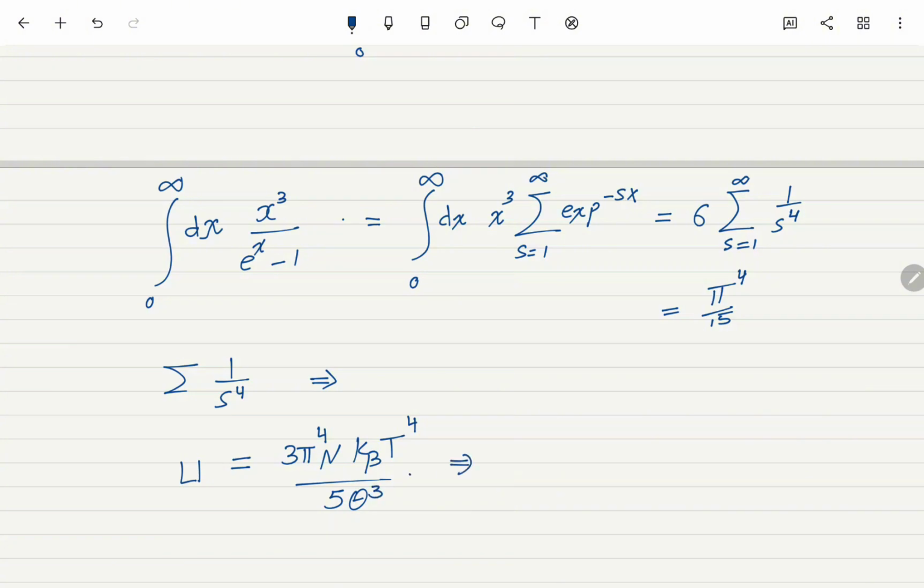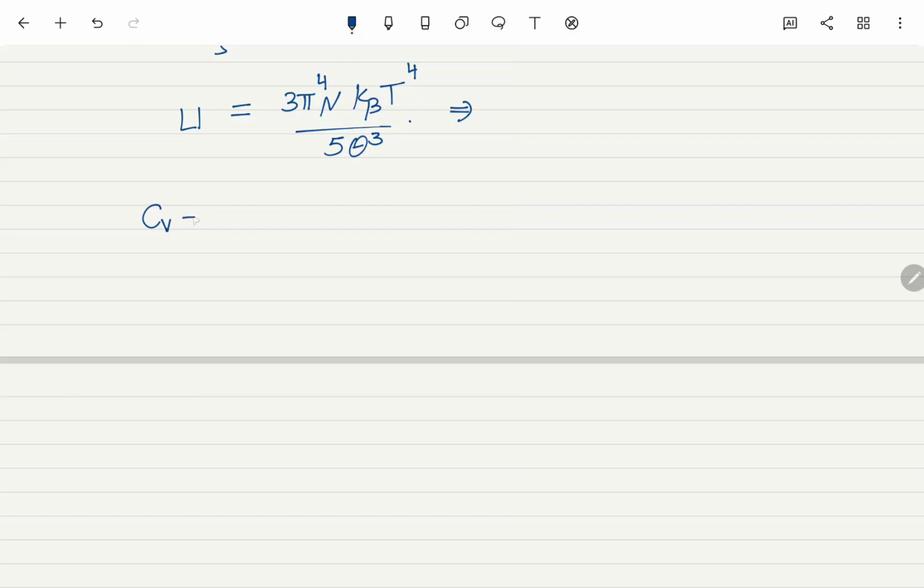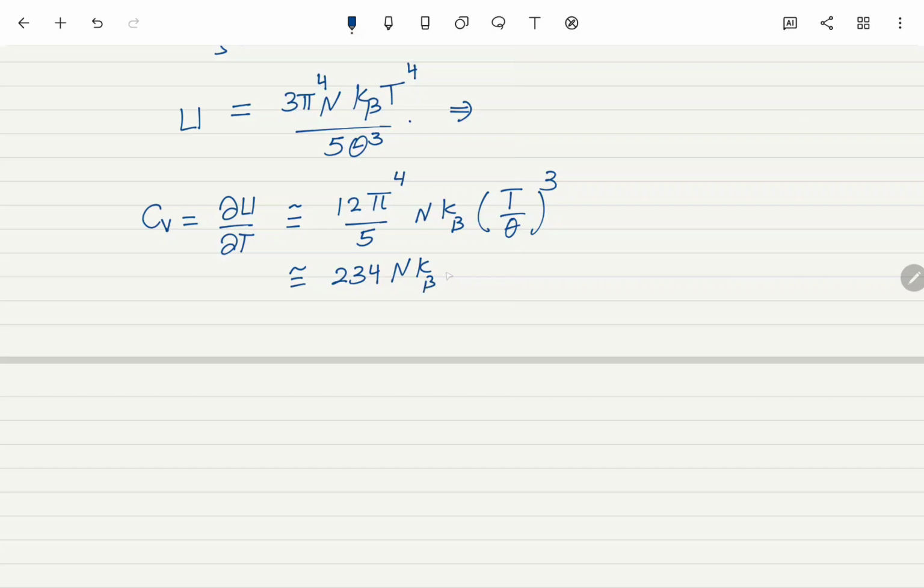Now, by deriving u with respect to temperature, CV here will be equal to partial u partial T, or in other words, approximately equal to 12 pi to the power 4 over 5 N kB T over theta to the power 3, or in other words, approximately it's equal to 234 N kB T over theta cube.